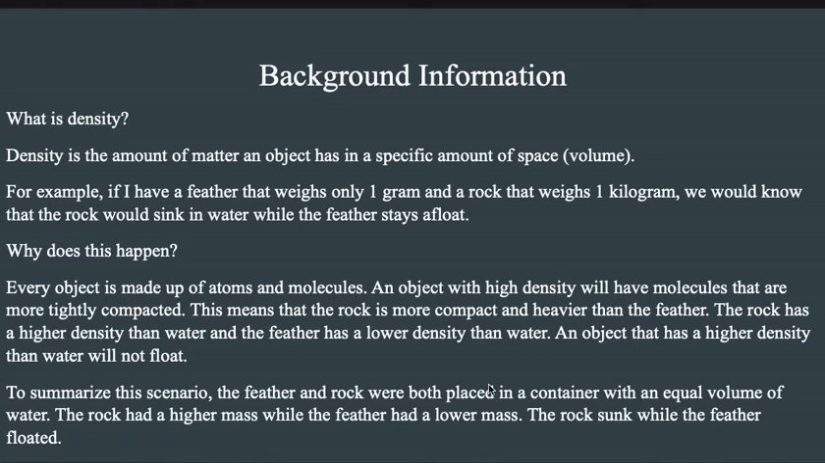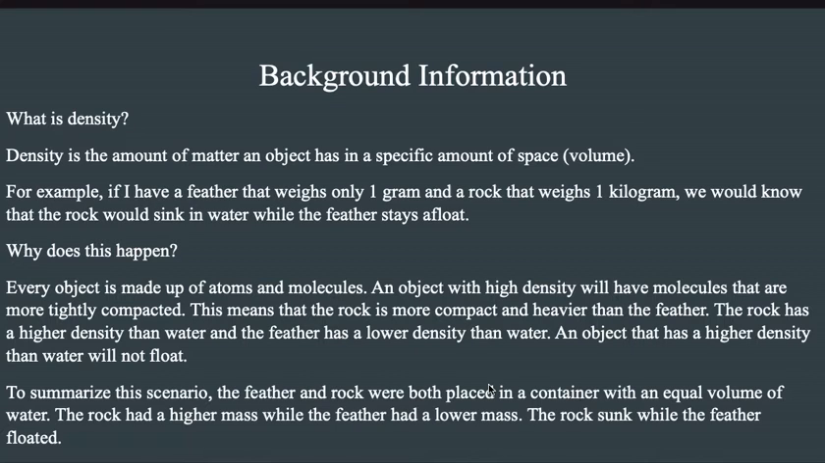What exactly is density? In simple terms, density is the amount of matter an object has in a specific amount of space. When we're talking about the amount of matter, we are talking about the mass of an object, and when we're talking about the specific amount of space, we're talking about the volume of an object. For example, if I have a feather that weighs only 1 gram and a rock that weighs 1 kilogram, we would know that the rock would sink in water while the feather stays afloat.